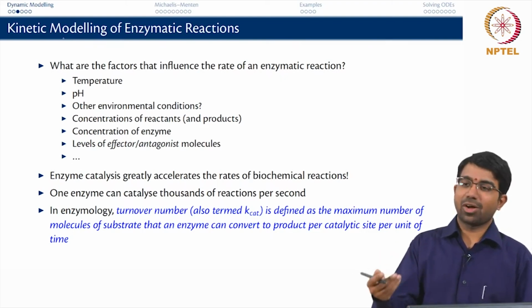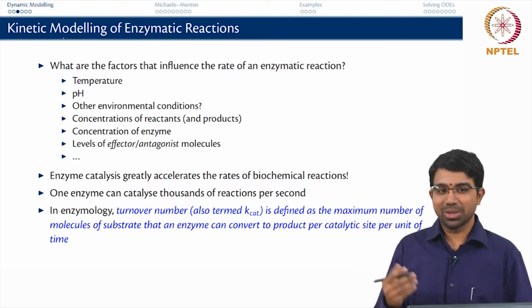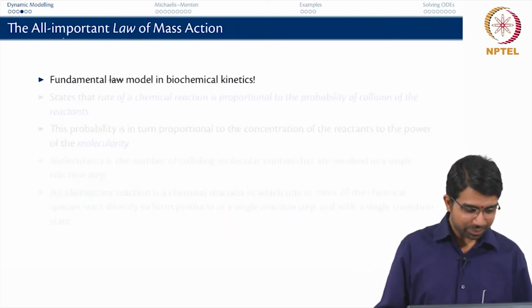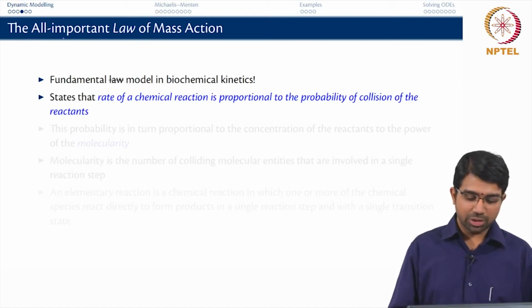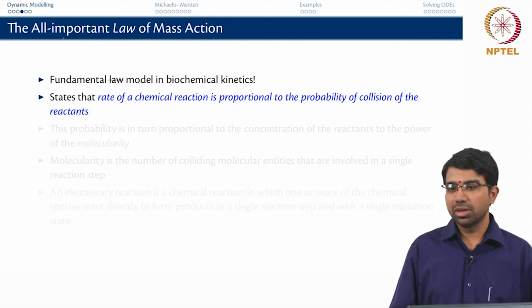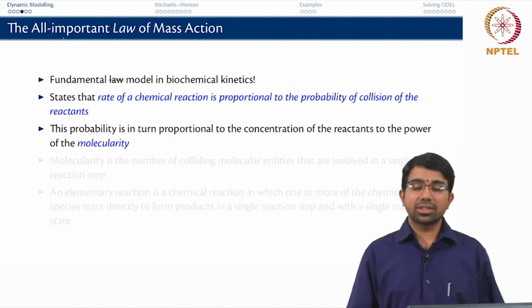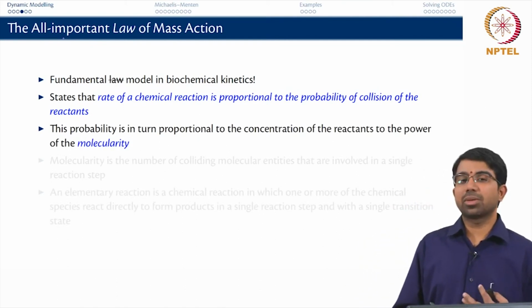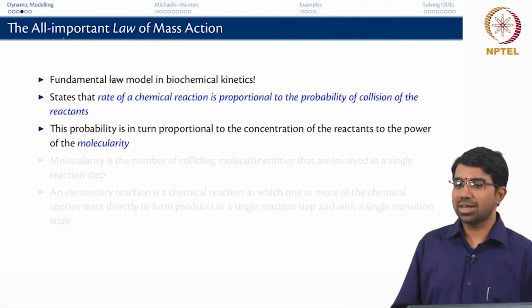But if you said product of concentrations, that is not going to work out in a stochastic case, because you do not have concentrations, you have molecule numbers out there, right. So it states the rate of a chemical reaction is proportional to the probability of collision of the various reactants. This probability is in turn proportional to concentrations to the power of molecularity, given an elementary reaction, right.